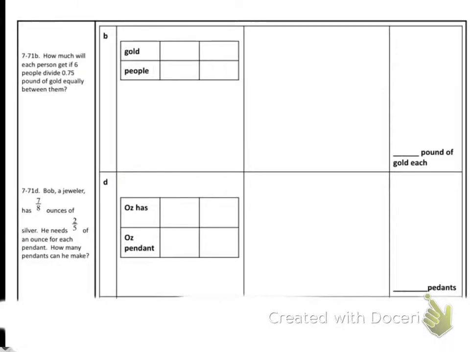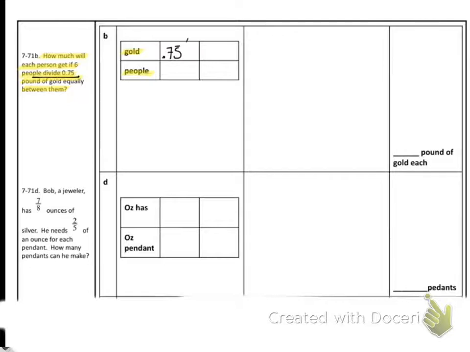Let's look at another one. Next question. How much will each person get if 6 people divide 0.75 pounds of gold equally between them? The units have already been set up for you. When we look at this, we have 0.75 pounds of gold.